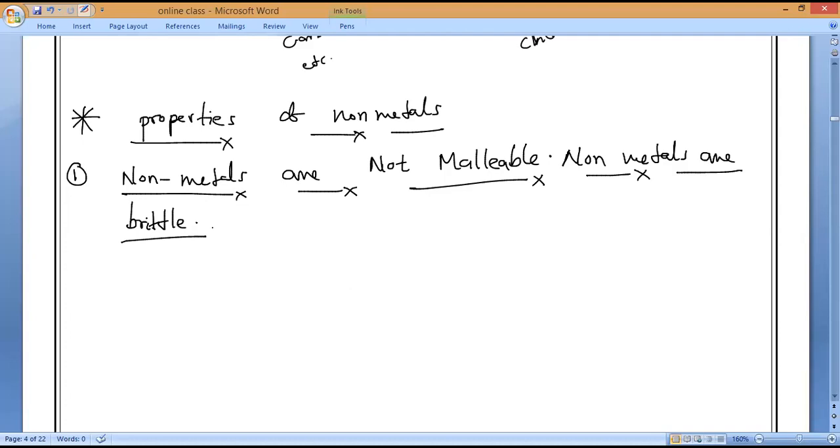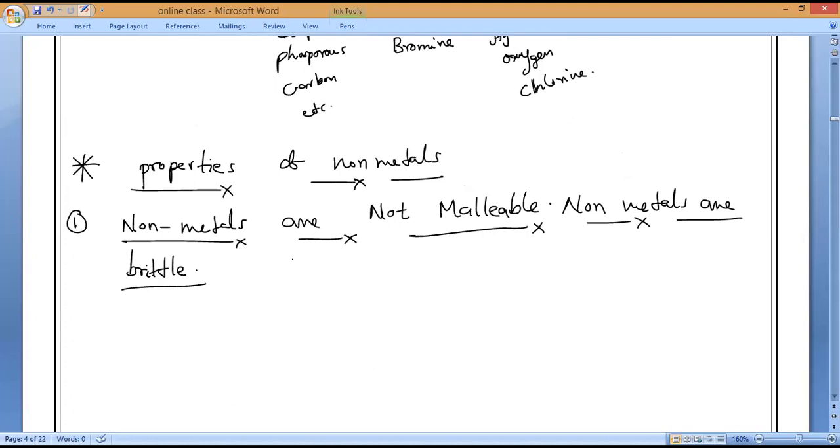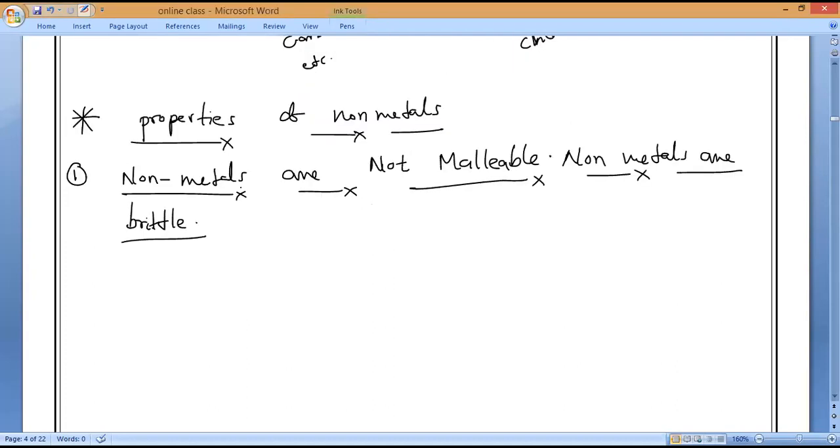So write it, everybody. What is the first property of non-metals? Non-metals are not malleable. What do you mean by malleable? Is it possible to make it into thin sheets? No. Non-metals cannot be beaten into thin sheets with a hammer.